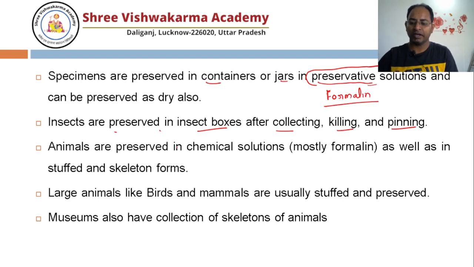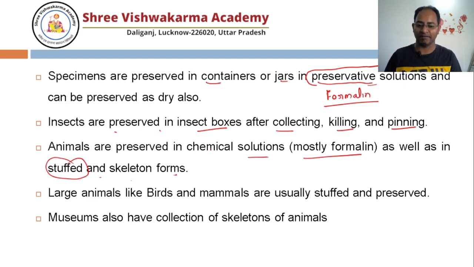As I already told you, animals are preserved in chemical solution, mostly formalin, as well as in stuffed and skeleton form. What does it mean by stuffed? If the animal is big, say for example a lion, you have to keep it in the museum. Nobody can hunt the lion now, but 100 or 200 years before, people used to hunt lions. So you can see whole lions kept in museums.